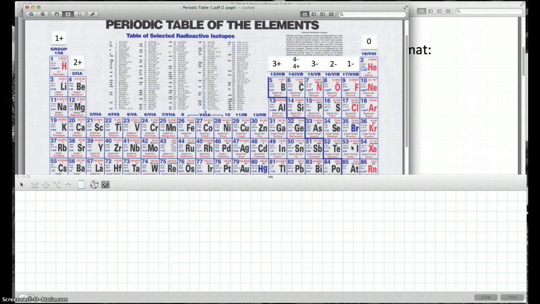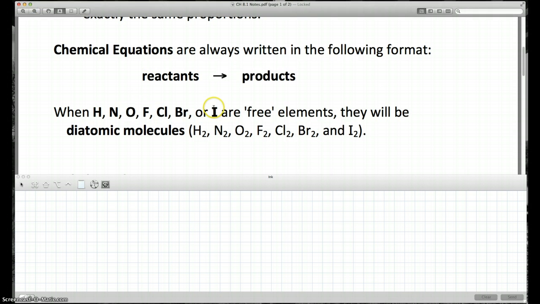N, O, F, Cl, Br, I, that's our first 6, and then the 7th one is hydrogen. So again, start at number 7 and make a 7 shape. That gives you your first 6, and then the 7th one is hydrogen. So that's a little trick to remembering the diatomics. We will come back to that a little bit later.